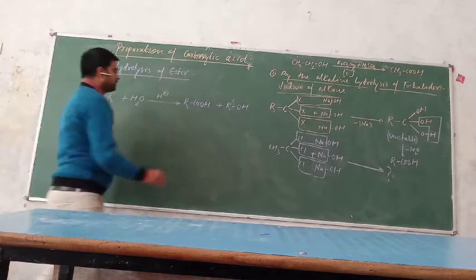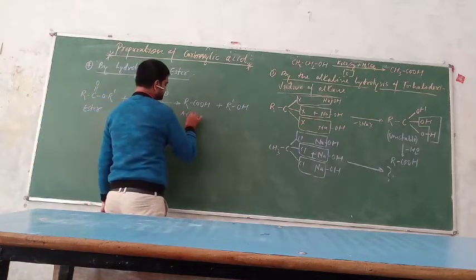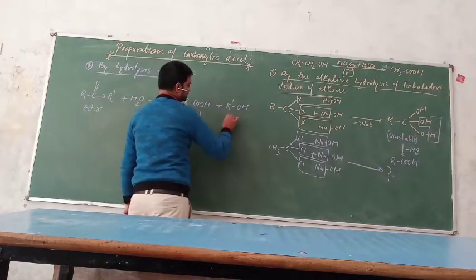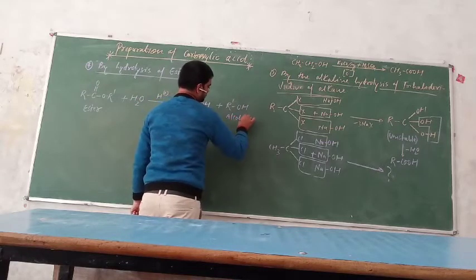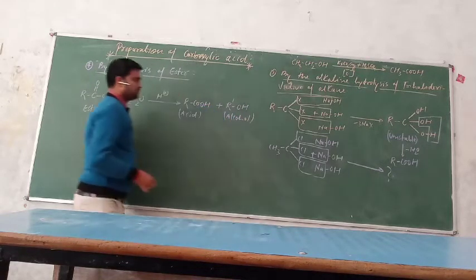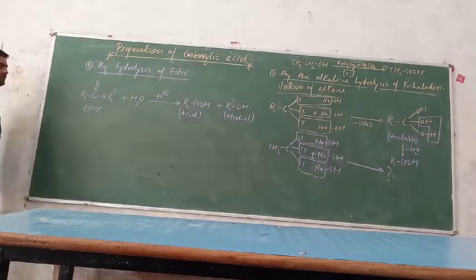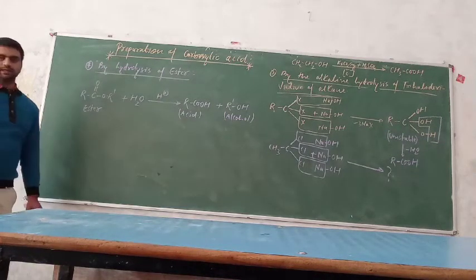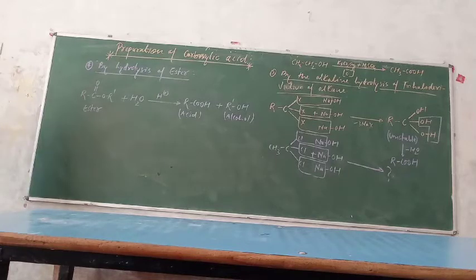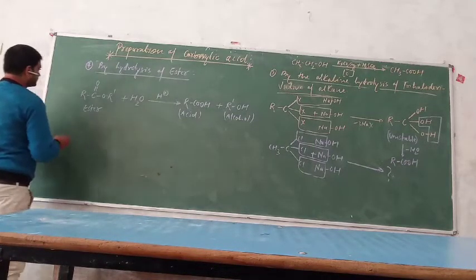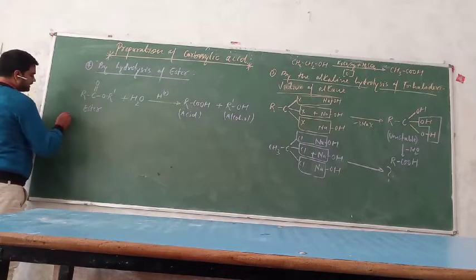Clear? So when the hydrolysis of ester is carried out, then we get the acid as well as alcohol. So this is also a method for the preparation of the carboxylic acid. Next, the fifth number, preparation from Grignard reagent.